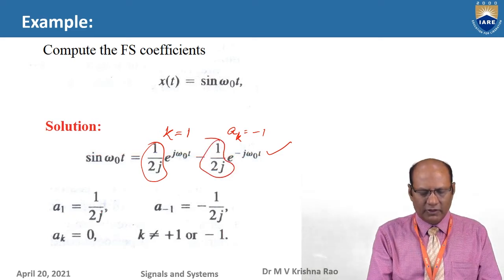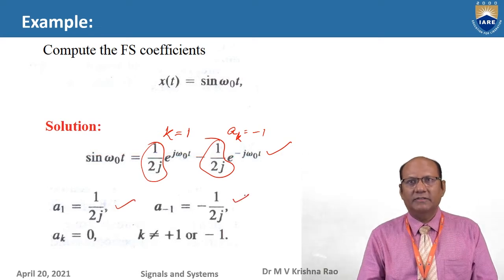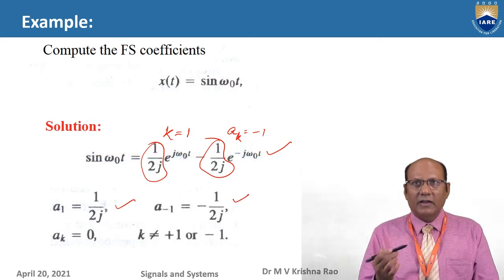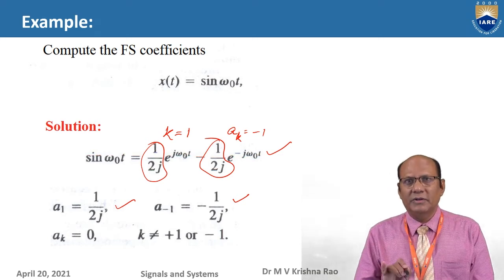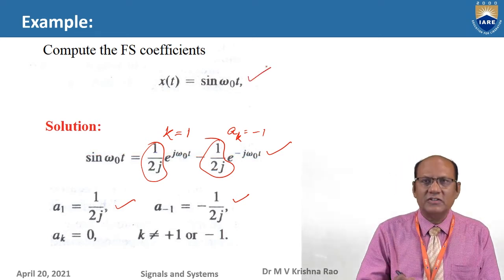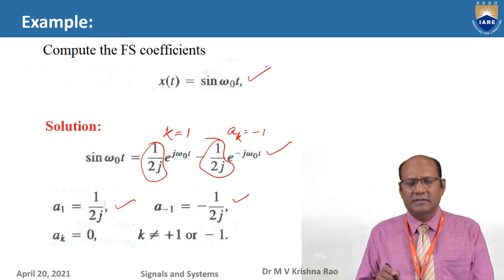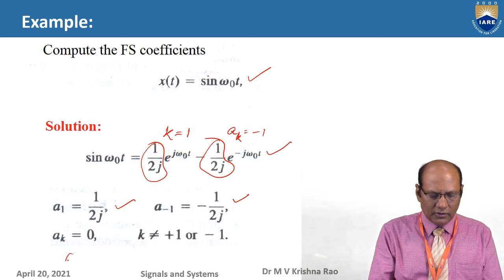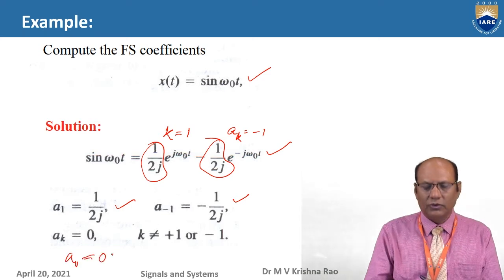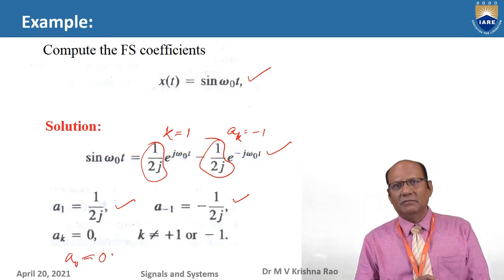A1, k equal to 1. A1 is there, A minus 1 is there. And for k greater than 1, I have 0 coefficient. That means in this signal, only the first harmonic is present, nothing else. And what about the DC value A0? A0 is also equal to 0. That means there is no DC term in this.